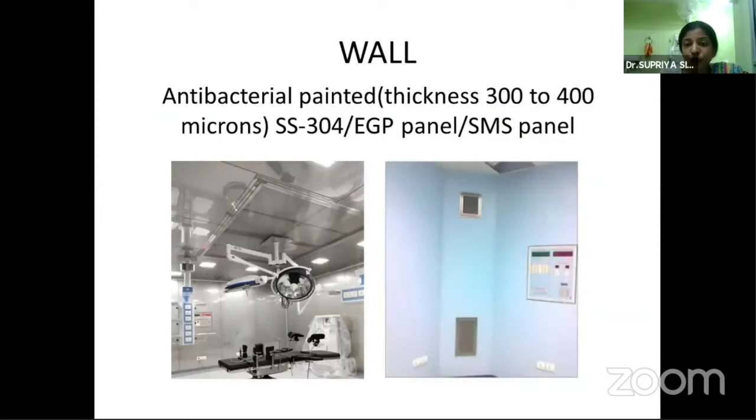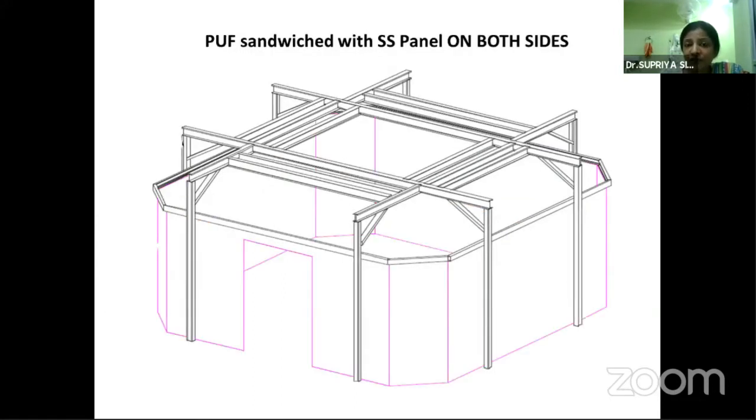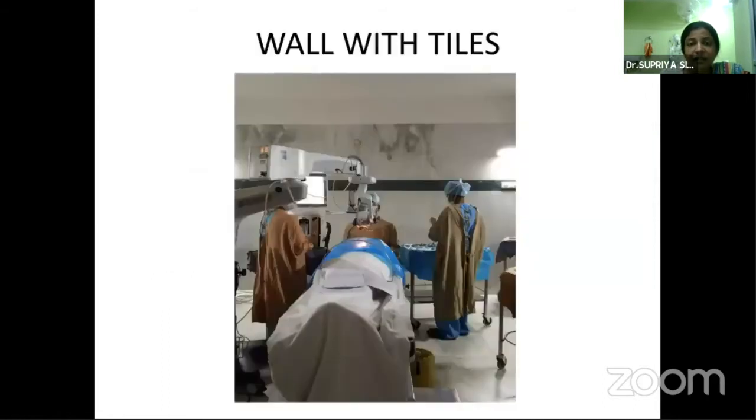Walls should be smooth, non-reflective, non-porous and easy to clean. In modular OTs, walls are made up of stainless steel or EGP panels. For this, initially a framework is laid down which comprises of either brick wall or a steel framework, and upon that framework on either side PUF sandwiched stainless steel panels are placed. These panels are then painted with antibacterial paint. Paint should preferably be of light color.